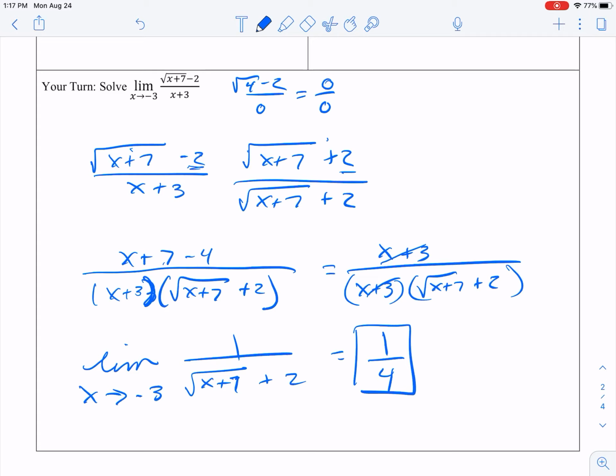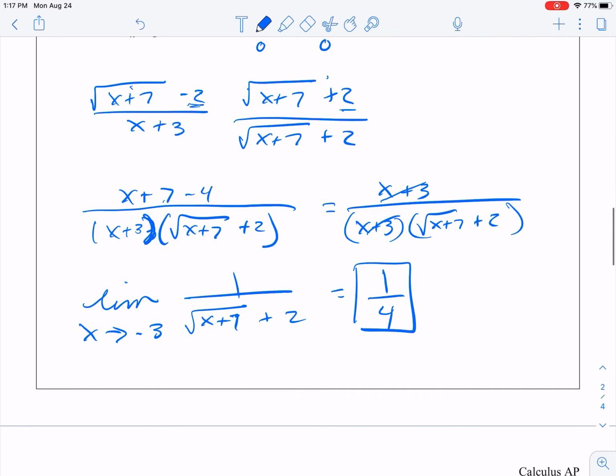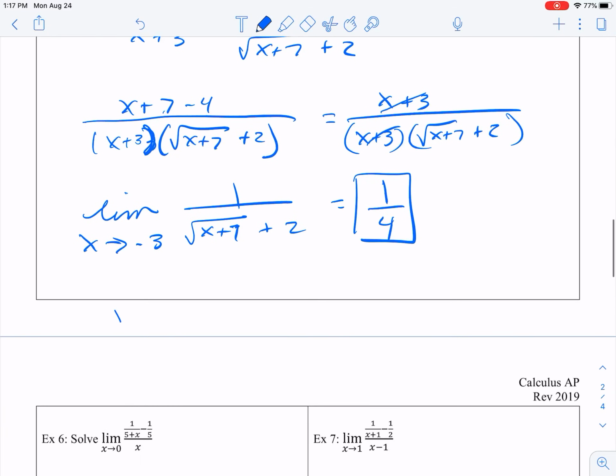Okay, I'm going to stop again before we learn the next technique. So far we've done direct substitution. Direct substitution. We've done factoring. And we've done rationalizing the numerator. Rationalize numerator.